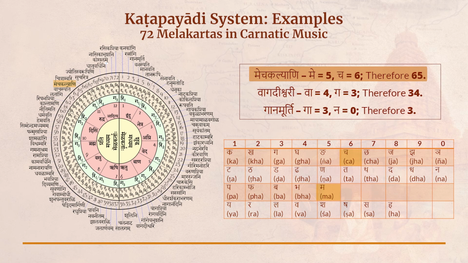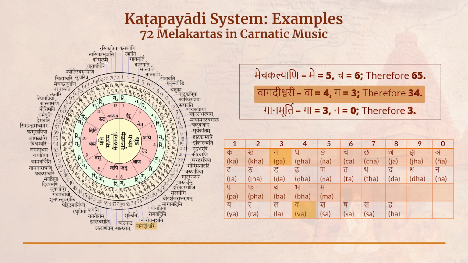Look at the second example, Vagadishwari. In Vagadishwari raga, the first one is Va, and as you know, Va is actually 4. Then the second one is Ga, and Ga in this table is 3. So basically 4 and 3, you reverse it, it becomes 34. If you look at the 34th raga, that is called Vagadishwari. So that's how this name has come using Kaṭapayādi.